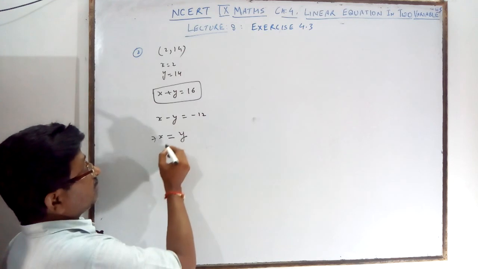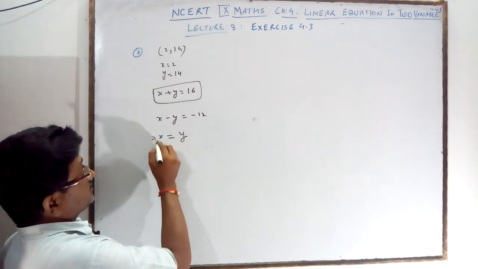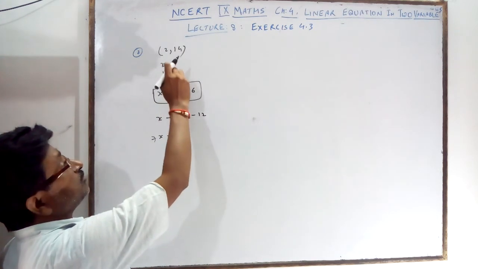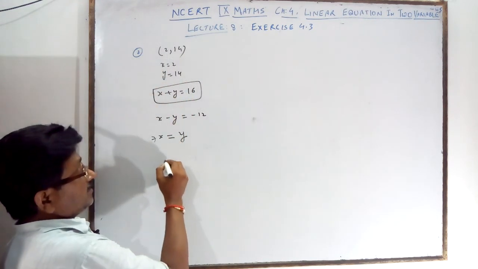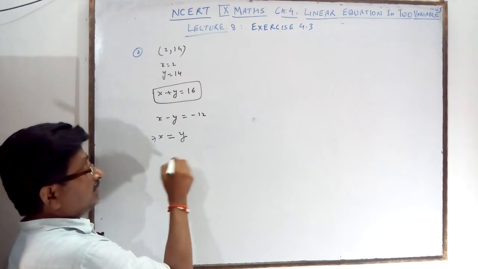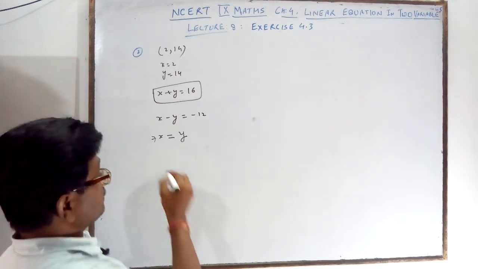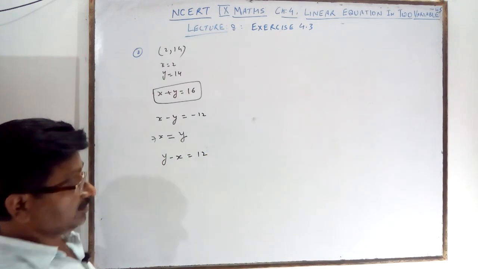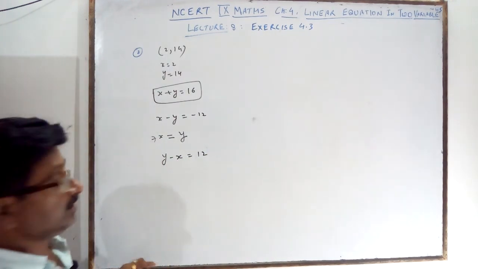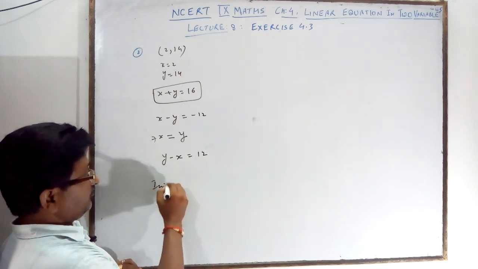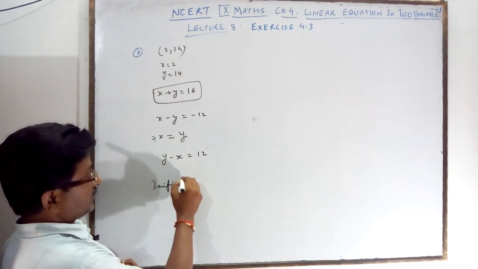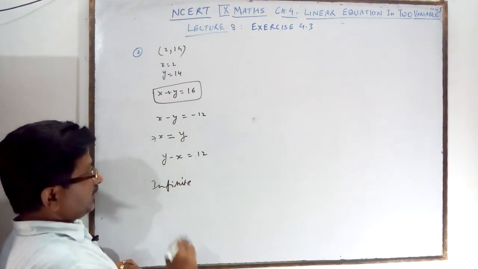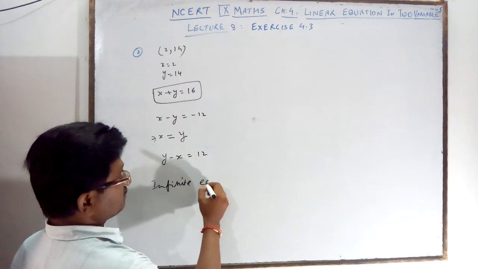Like this, you can write 7, 8, 3, 4, any number. x minus y, x plus y. You can write y minus x is equal to 12. Another equation. So how many equations can you draw? Infinitely many. Infinite equations.